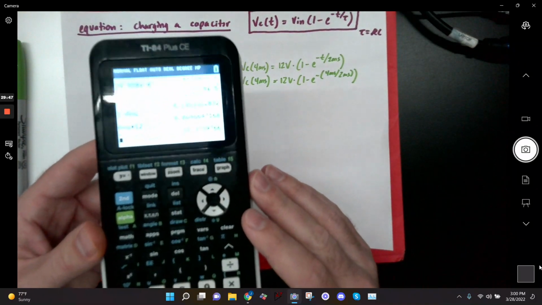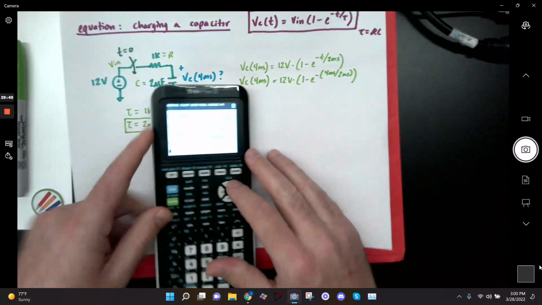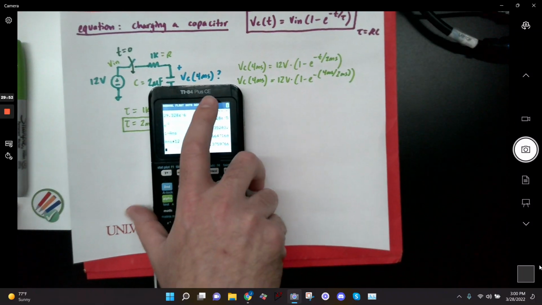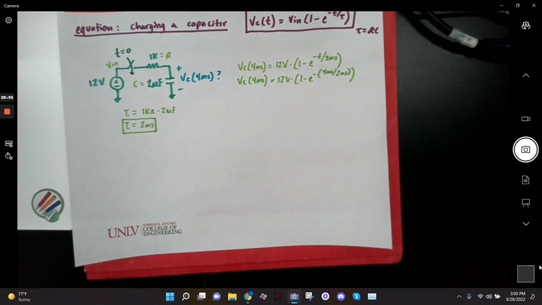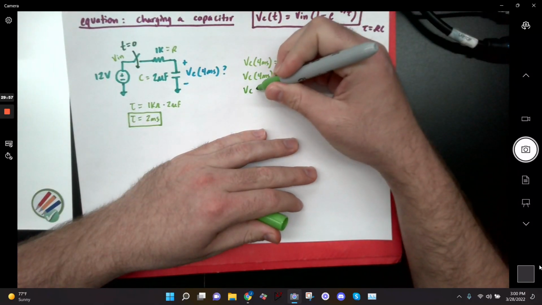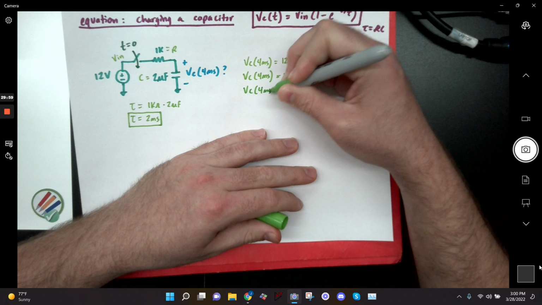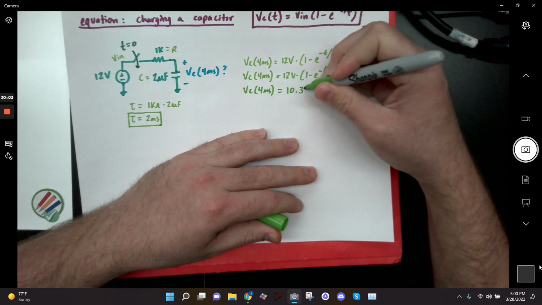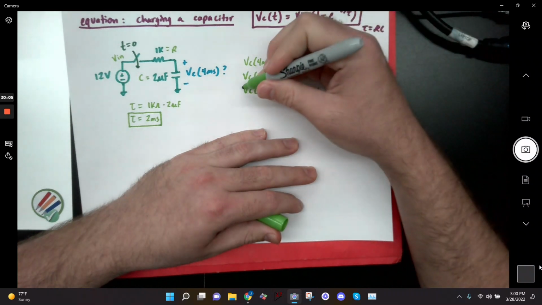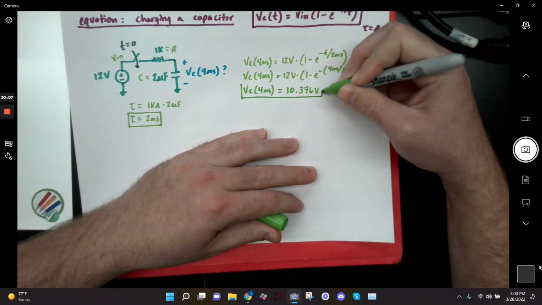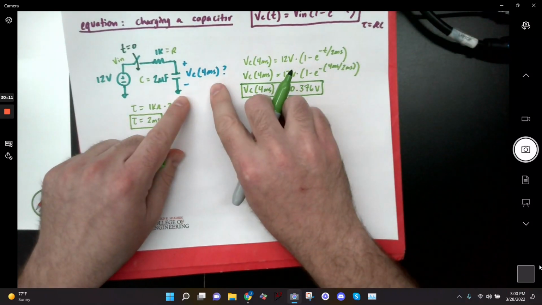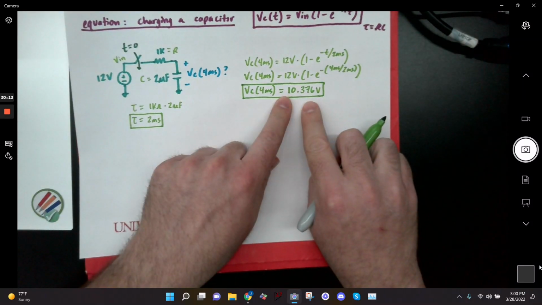Can anybody see this? Nope, you can't. Alright, just believe me, it's 10.375. Well, you're going to believe me when I do it in Spice, and it turns out to be exactly that. It's actually 10.376 volts. Okay? So that means that after 4 milliseconds, my capacitor has charged from 0 all the way up to 10.376.